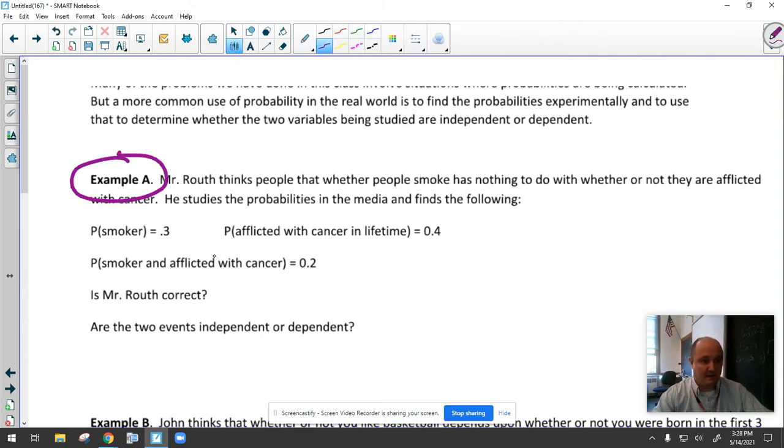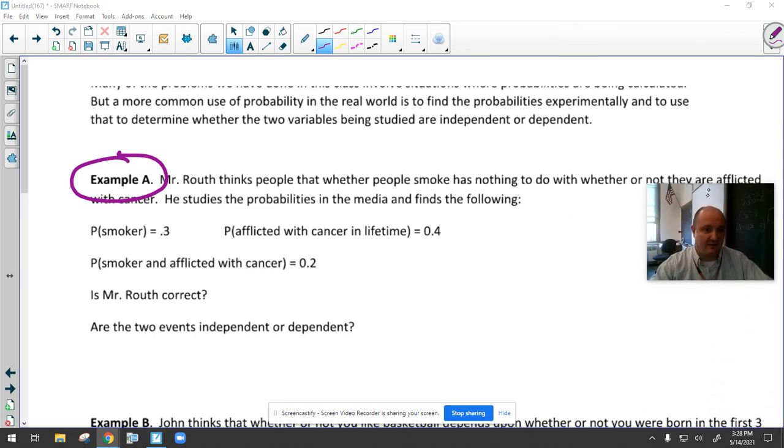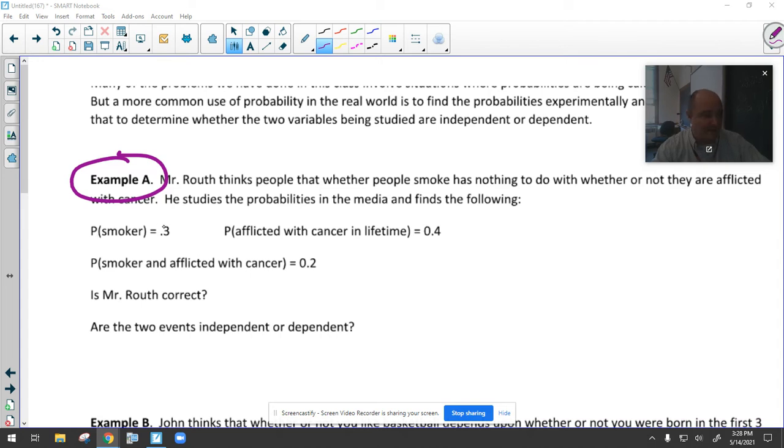Example A here in the notes. Mr. Ruth thinks that whether people smoke has nothing to do with whether or not they are afflicted with cancer. This isn't actually true. He studies the probabilities in the media and finds the following. He says the probability that somebody is a smoker is 0.3. And that used to be true. A lot of adults used to smoke in the United States. The probability that somebody is afflicted with cancer in their lifetime is 0.4. And they check what's the probability that somebody is both a smoker and afflicted with cancer, and he finds that that's 0.2.